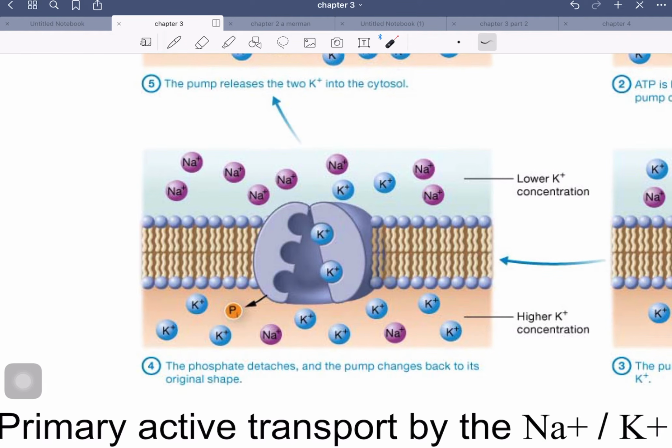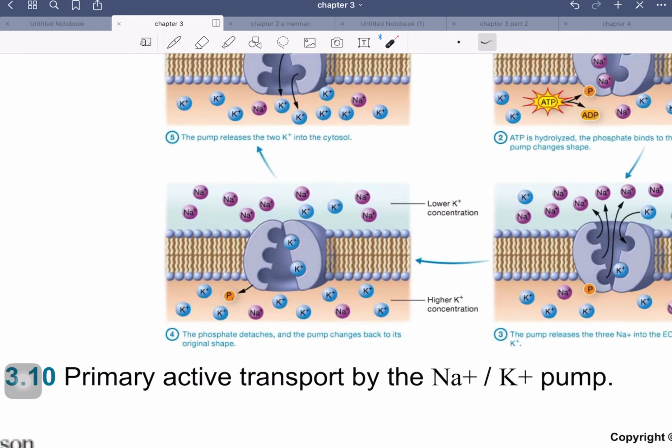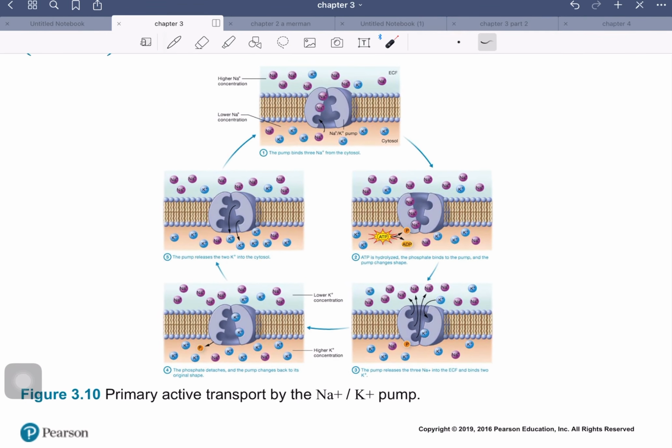And then the pump is going to change shape, and it's going to return to its original shape. And when it does, it allows for the potassium to exit. So the potassium detaches, the pump changes back to its original shape, and now it's ready to go again and load sodium onto itself. And then, of course, you use ATP, and then we go through the whole process. So this process just goes around and around and around.